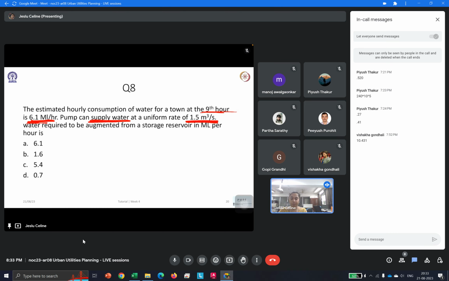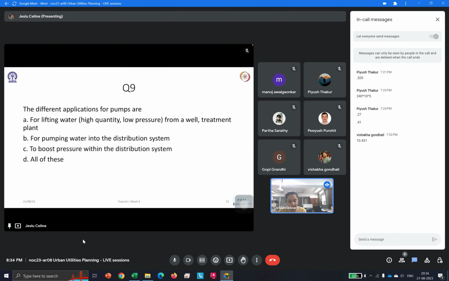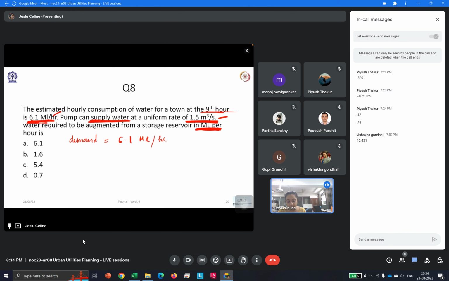So it's a very simple question. But the catch over here is these two are given in two different units. So our first task would be to convert them into the same unit. Let's write what is the demand. The estimated hourly consumption is given to be 6.1, so 6.1 million liters per hour is the demand. Now let's look at the options: the storage which should be augmented in million liters per hour. So this is the unit that we want. We should not convert this.